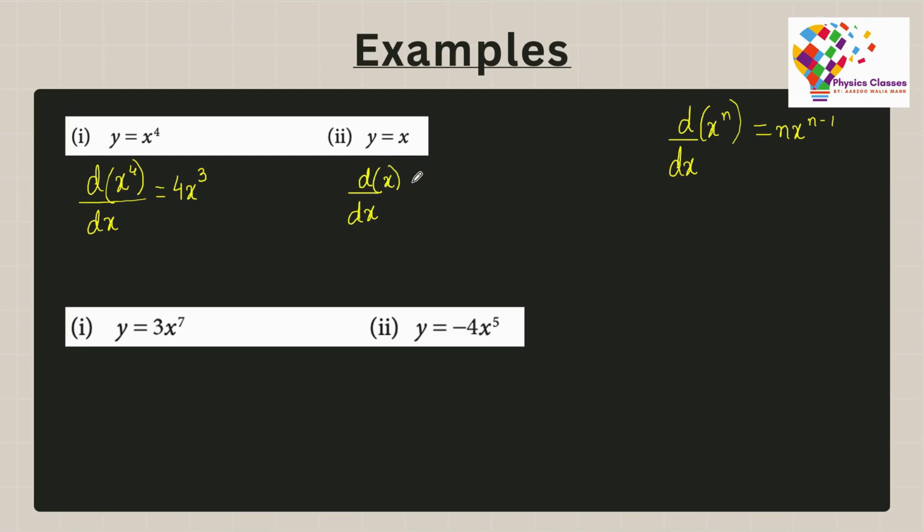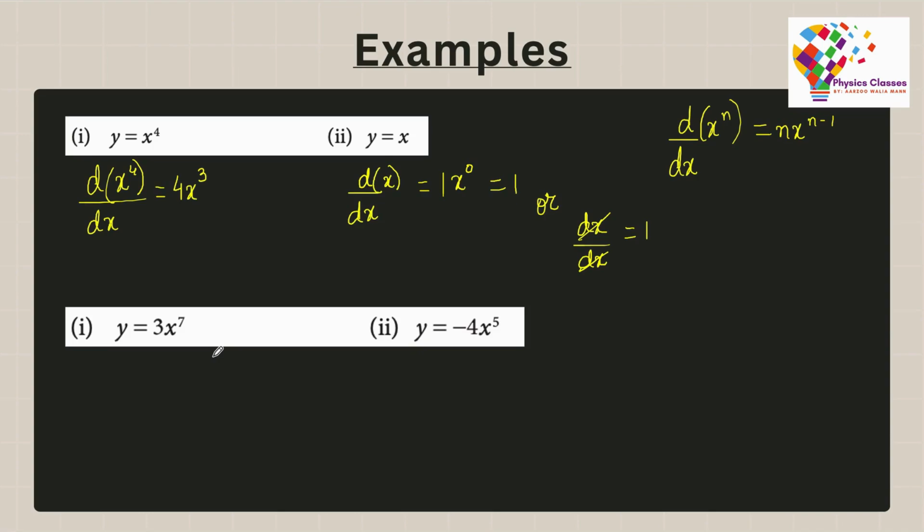Then suppose I want to differentiate x itself. Now when I just have x, that means it's to the power 1. So 1 into x to the power 1 minus 1, which is 0. Anything raised to the power 0 is 1. Therefore, d by dx of x is just 1. You can also think of it as dx by dx is 1. Let's look at the next question.